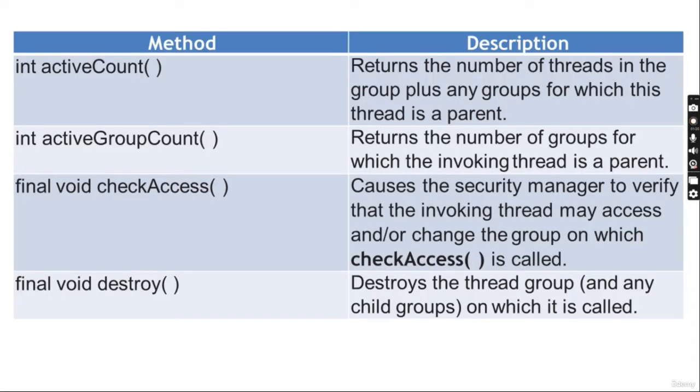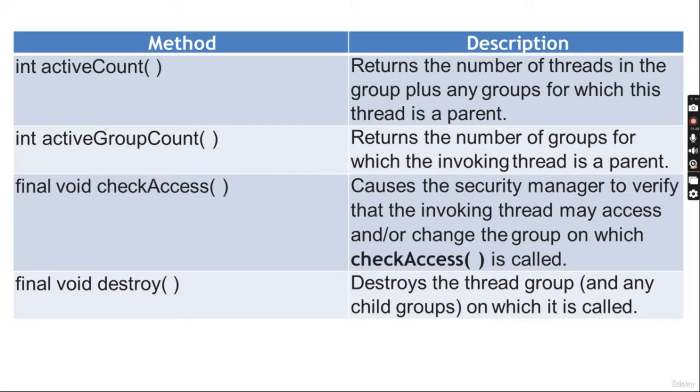int activeCount(): this method returns the number of threads in the group plus any groups for which this thread is a parent. So it will give the total count. Then int activeGroupCount() returns the number of groups for which the invoking thread is a parent. Active means the invoking thread is a parent.